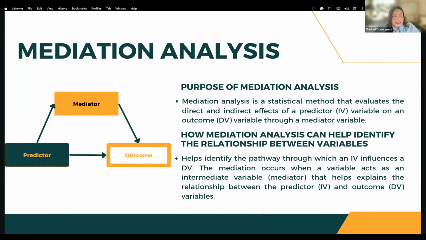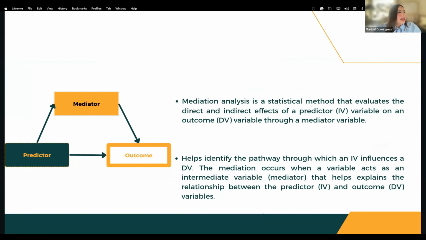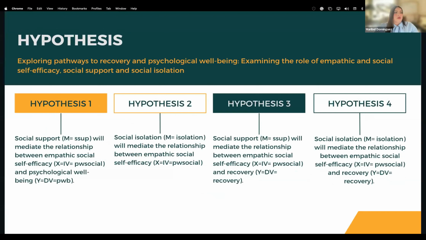The mediation analysis can help assess the relationship between two variables and how they are impacted by each other. So it helps identify the pathway through which the IV influences the DV. Mediation occurs when a variable acts as an intermediate variable or a mediation variable, and so it may help explain the relationship between the predictor and the outcome, essentially. This project is focused on the peer workforce, and I have 4 hypotheses that we worked on.